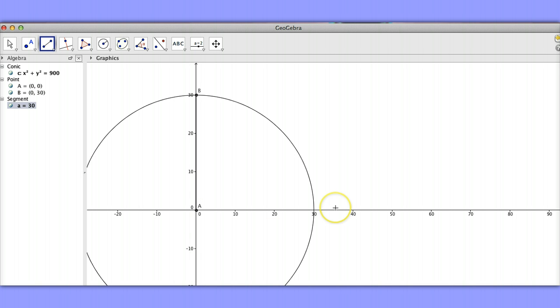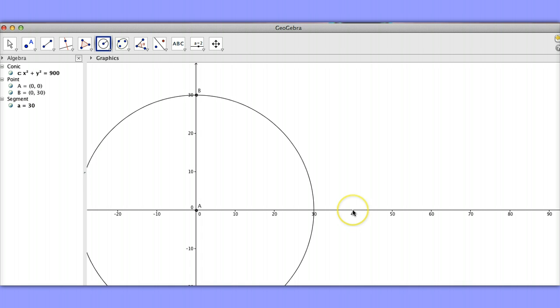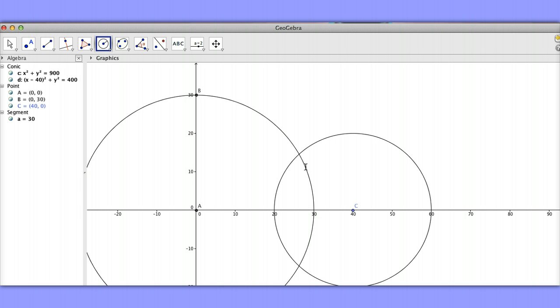And my other pole is going to be over here 40 meters away, so I need to create a new circle. So we'll do circle by center and radius. My center is going to be at the point 40, 0. And my radius is going to be 20 since the other pole was 20 meters tall. And I'm going to put a point on this circle directly above 40. So I'm going to construct the point 40, 20 since the radius of the circle is 20.